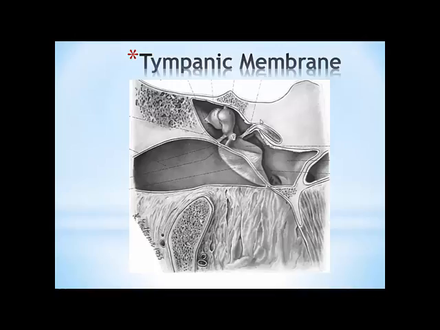The middle ear is made up of the tympanic membrane, the ossicles, the eustachian tube, the two muscles, and then the middle ear space. So the tympanic membrane has three layers. The outermost layer is continuous with the skin of the ear canal. The middle layer is where all the stretchy elastic fibers are, and then the inner layer is continuous with the mucous membrane that lines the middle ear space.